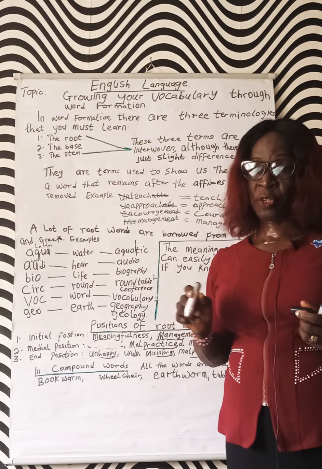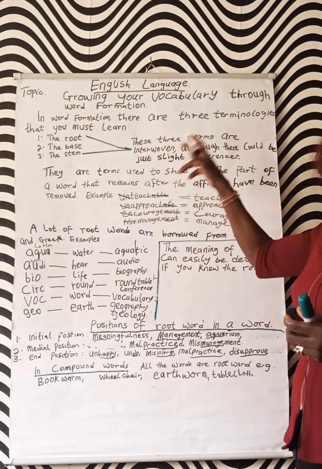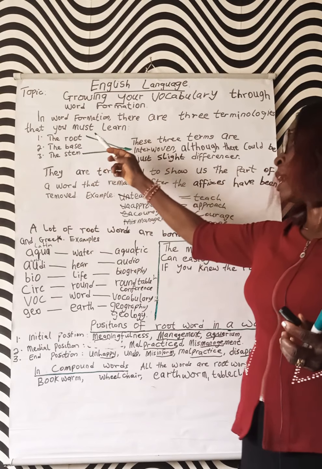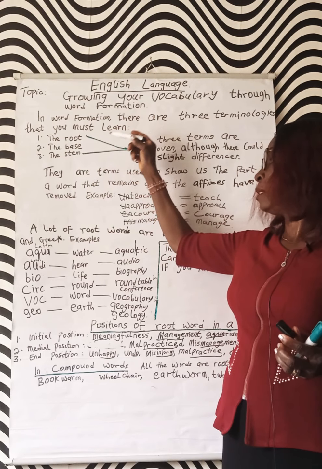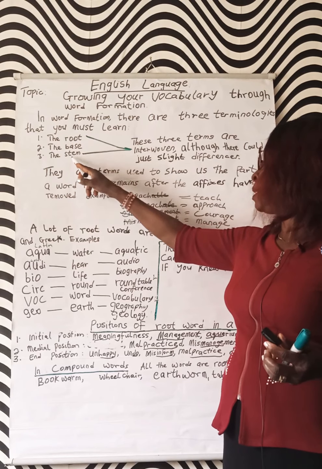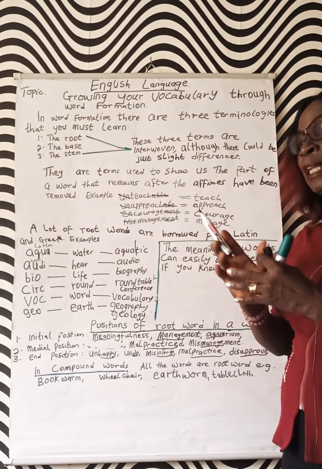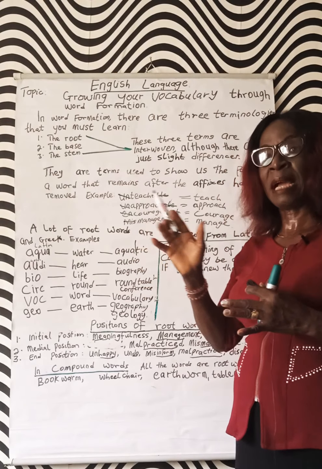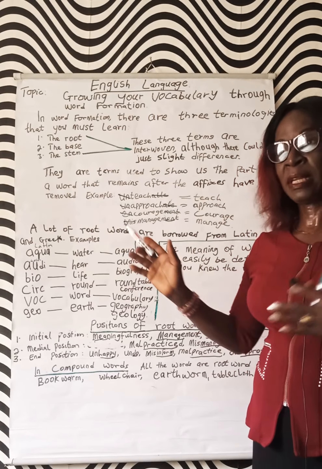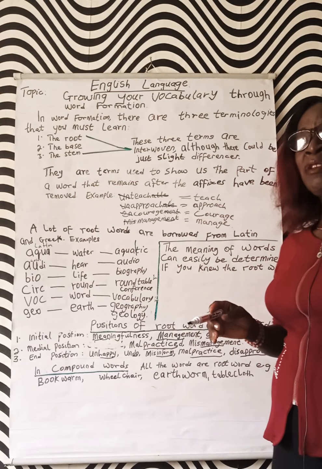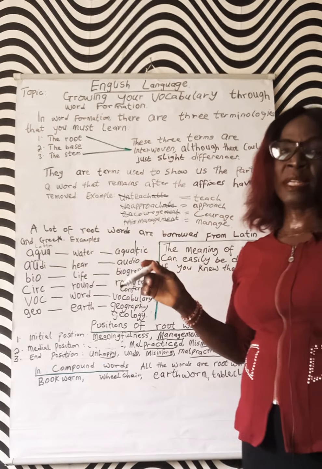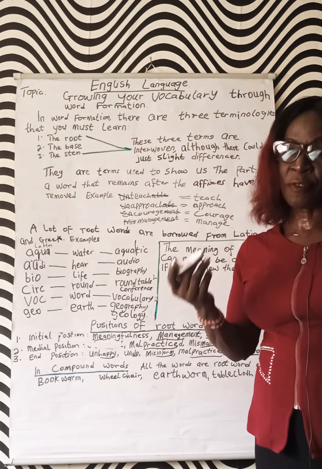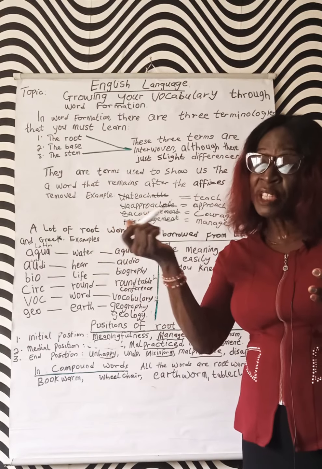So thank you so much for today. You've just learned about growing your vocabulary through word formation. You can grow your vocabulary when you have the knowledge of the root, the base, the stem. The root, the base, the stem, they are together telling us that a word that stands before affixes are being added to it, the prefix and the suffix are being added. And you can determine the meaning of a word when you know the root word. When you know the root word, it's easy for you to determine the meaning of a strange word brought to you.